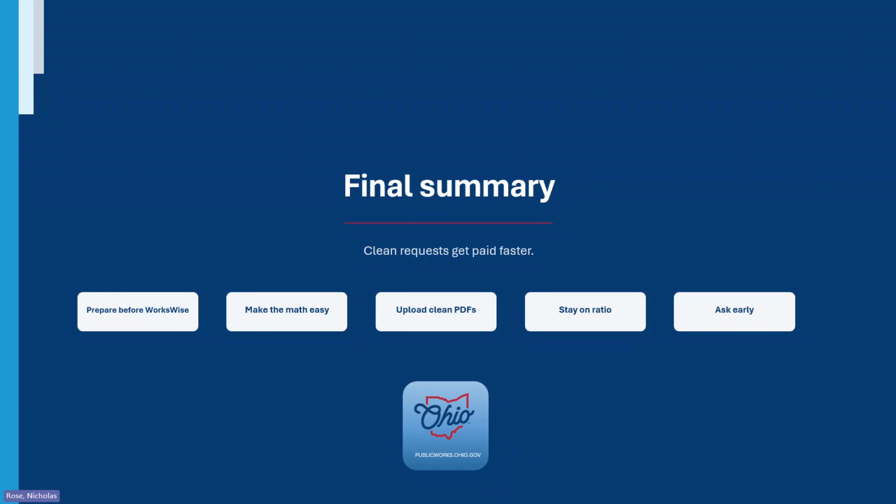Before we open it up to any questions, here are the 5 core ideas from today. Number 1, prepare before WorksWise. Make sure your officials, vendors, ratio, and documents are ready to go. Make the math easy to follow. The financial details and supporting documents should all tell the same story. Upload clean PDFs under the right submission types. Stay on ratio as much as possible. And of course, always ask early when something unusual comes up. The overall message is pretty simple. Clean requests get paid faster. And we just like you to stay in communication with us as the project develops.